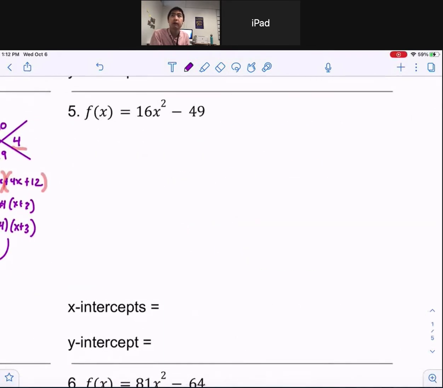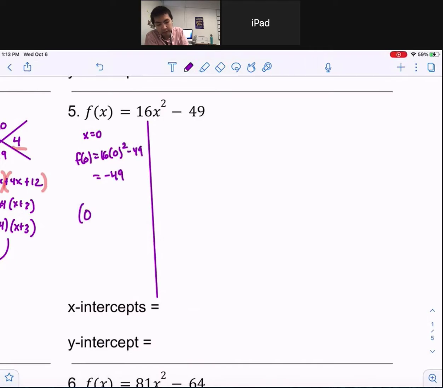Number 5. So, to do this problem, you're going to get your y-intercept. To get your y-intercept, you set x equal to 0, right? So, plug in 0 for x, and you'll notice that you're going to get negative 49. So our answer is going to be 0, comma, negative 49.